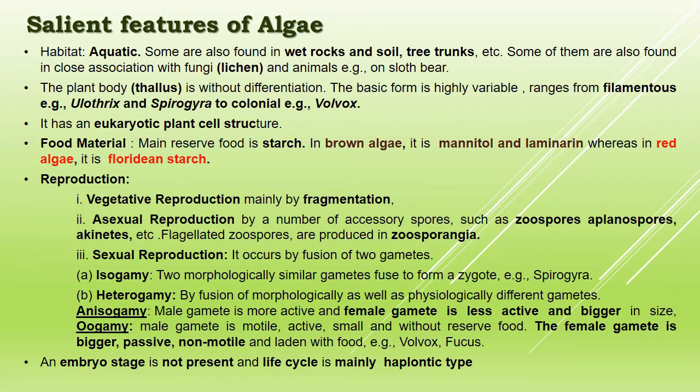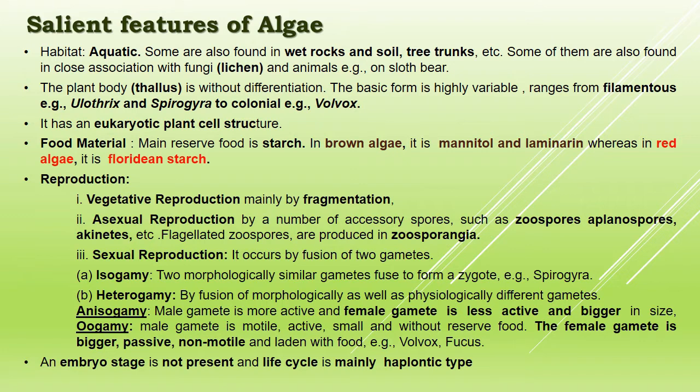Reserve food material is starch, sometimes with pyrenoid. Pyrenoid is a unique feature. Here at the center a protein granule is present and it remains surrounded by starch droplets, which gives the appearance of a flower. So this pyrenoid is the reserve food material for some members of the algae. In some members we find floridean starch, or in some members we find mannitol and laminarin.